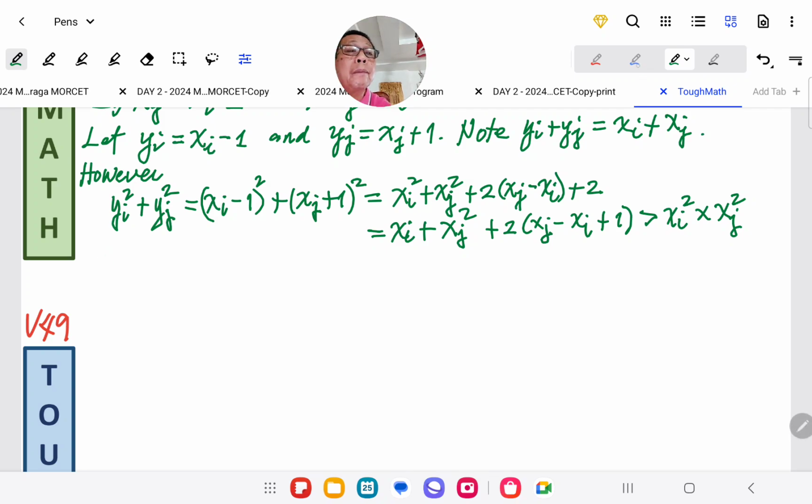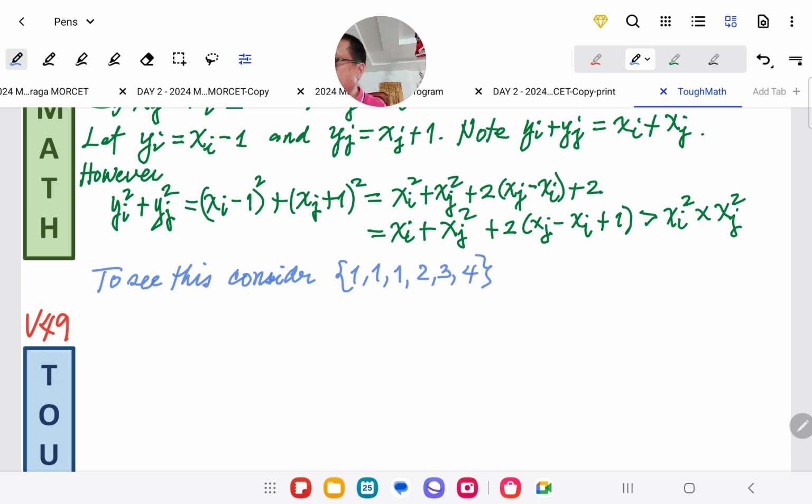Okay, to see this, consider the data set 1, 1, 1, 2, 3, 4. Okay, so suppose we make this table. These are our x sub i's, the original x sub i's, 1, 1, 1, 2, 3, 4.